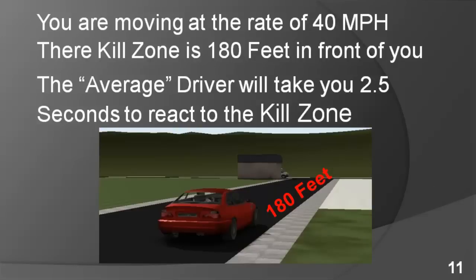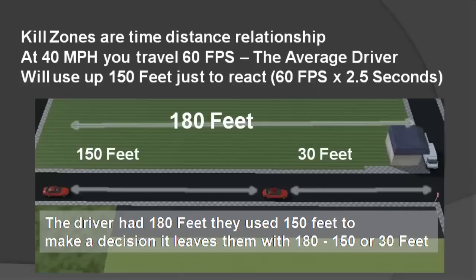If you were moving at the rate of 40 miles an hour and there is a kill zone 180 feet in front of you, the average driver will take 2.5 seconds to react to the kill zone. Let's take a look at how this scenario will play out. Let me restate. Kill zones are a time-distance relationship.